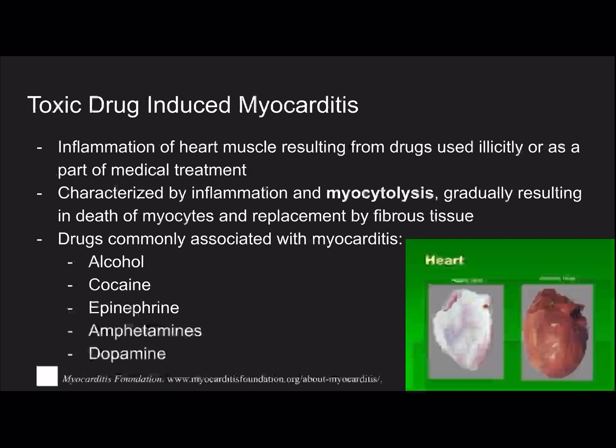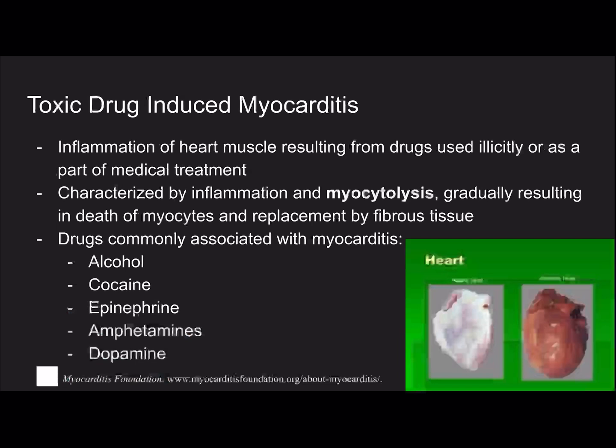So, inflammation of the heart muscle resulting from drugs used illicitly or as part of a medical treatment. It's characterized by inflammation and myocytolysis, gradually resulting in the death of myocytes and replacement by fibrous tissue. So that's a little bit complicated of a bullet point. Basically, what that's saying is that myocytolysis is a condition where the myocytes of the heart die.